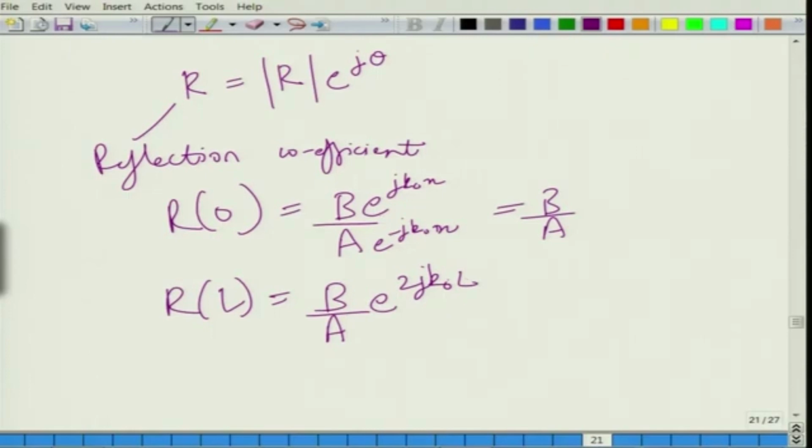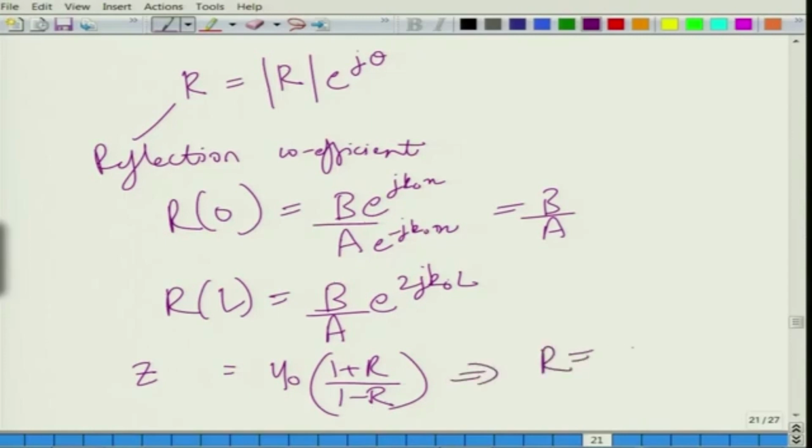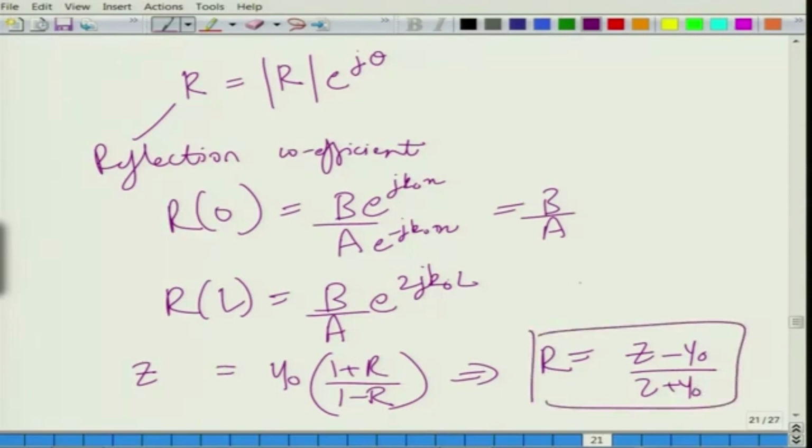With this, if we simplify and put in our old expression for Z, we get something like 1 plus R over 1 minus R. If we simplify this further, the reflection coefficient is then Z minus y naught divided by Z plus y naught, and this will be valid for any x.